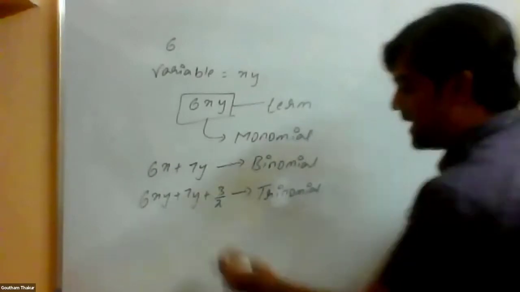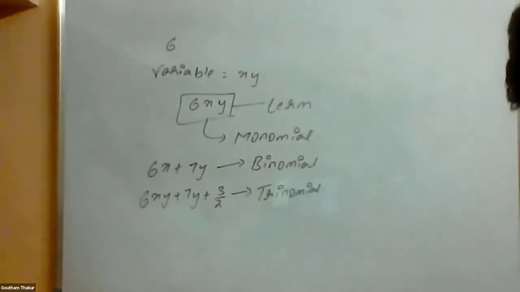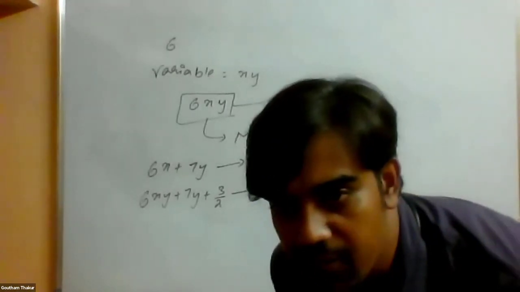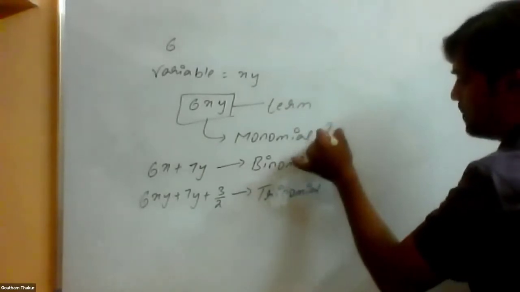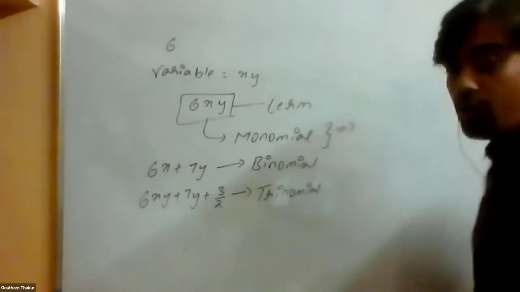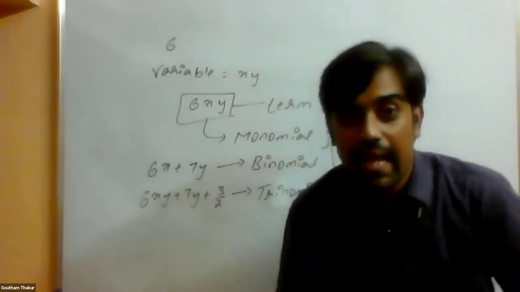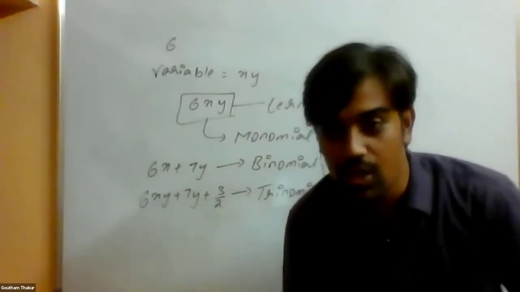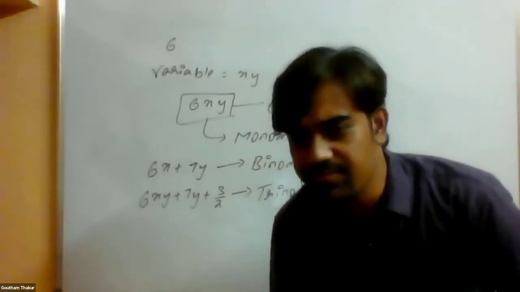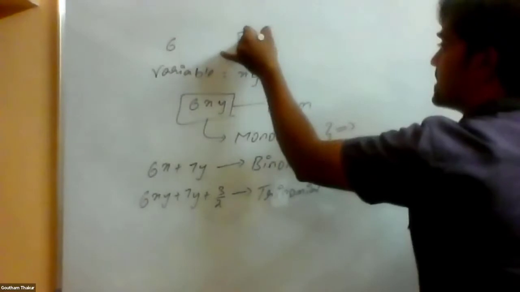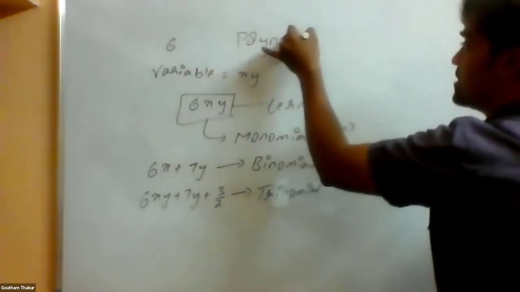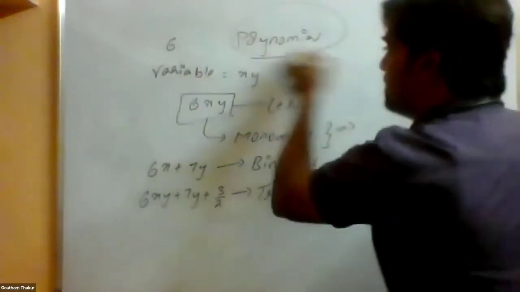Now, can anyone tell me, after three terms, what do you call it? Polynomial, okay. Now let's pose a question: can I call my monomial term also a polynomial? Can anyone answer this? Why not? Why can't I call a monomial a polynomial? Okay, let's keep this polynomial aside for the time being. Just remind me.